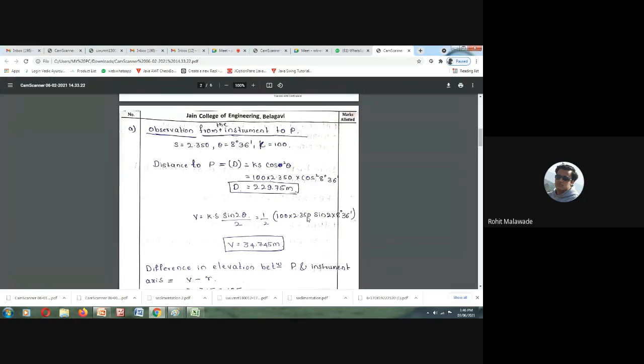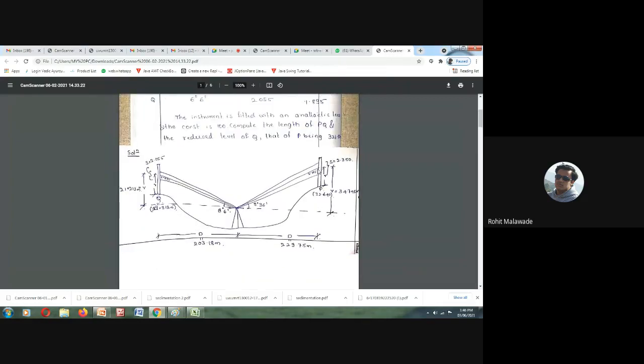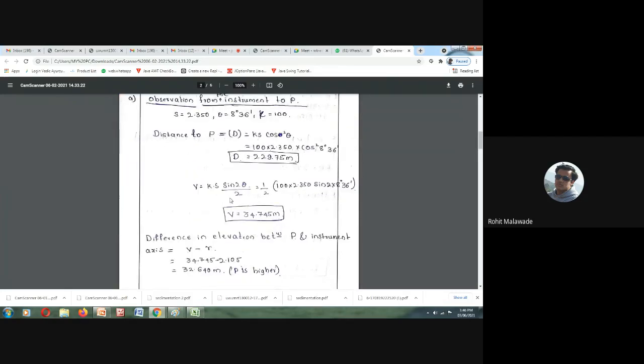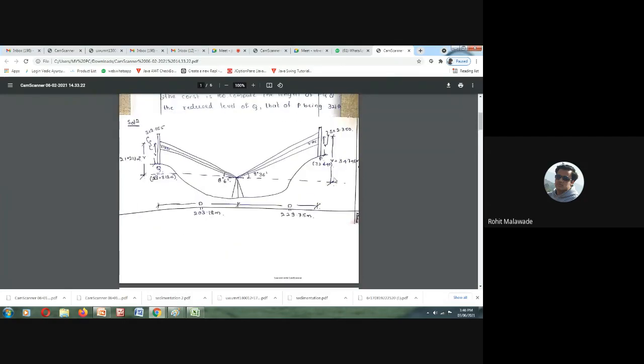If we simplify, the vertical height, that is the difference between the central crosshair staff reading and the horizontal line of sight, V is 34.745 meters. So this we have determined and put into the diagram.